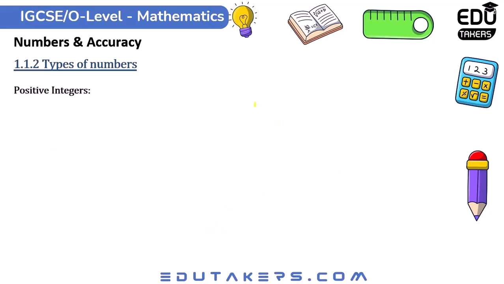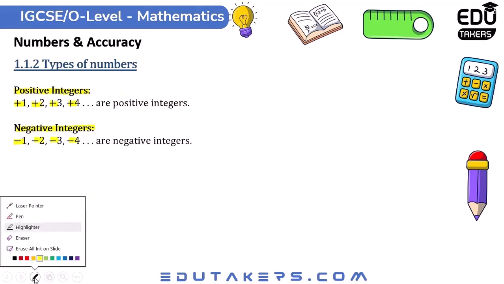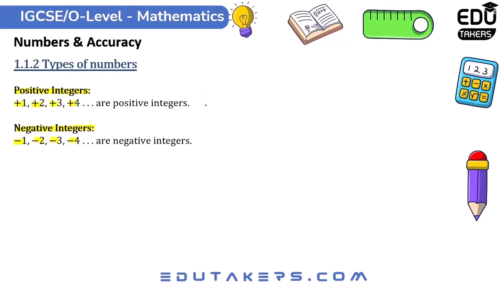We can categorize integers as positive integers and negative integers. So positive integers are positive 1, positive 2, positive 3, positive 4 and so on. Negative integers are negative 1, negative 2, negative 3, negative 4 and so on. Positive integers are denoted by Z with positive sign and negative integers are denoted by Z with negative sign.